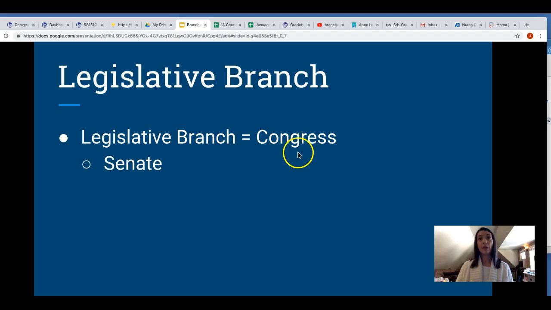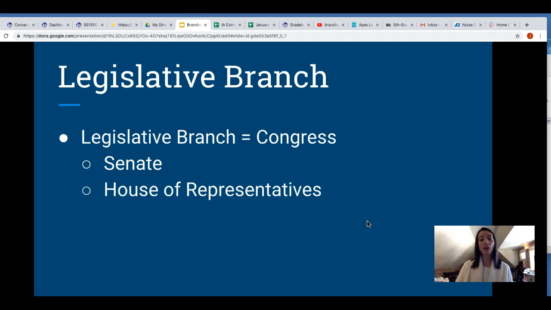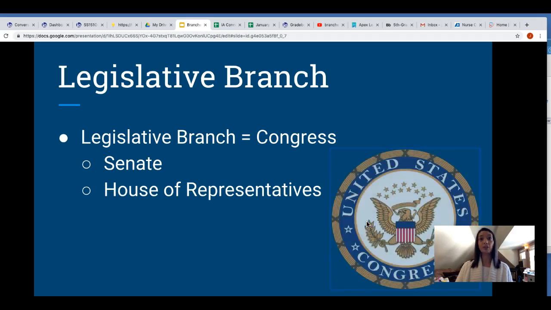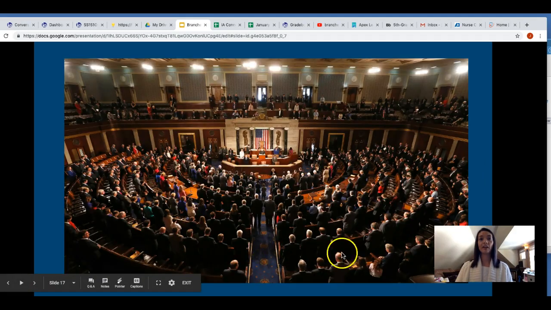Okay? Now, Congress, or the legislative branch, there are two different parts, and one part is the Senate. We referred to the Senate in the executive branch in the last lesson, okay? So in the legislative branch, pretend like here's the branch of the tree, right? And off of the legislative branch, there are two other branches. One is the Senate, the other is the House of Representatives, okay? And I will talk about each of those in just a moment. So here is the seal for Congress. All right.